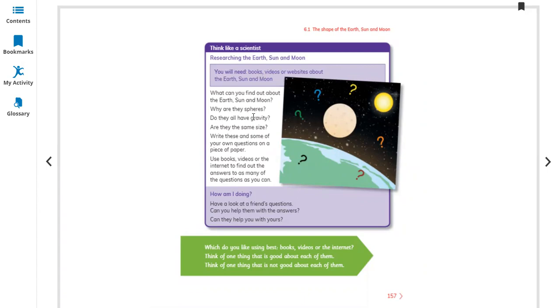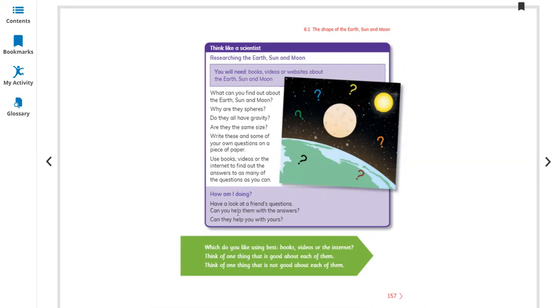Why are they spherical? This is because of gravity. Do they all have gravity? No, only Earth. And are they all the same size? No, obviously not. The Sun is bigger than both. The Moon is part of Earth, so it is smaller than the Earth. So write your own questions.